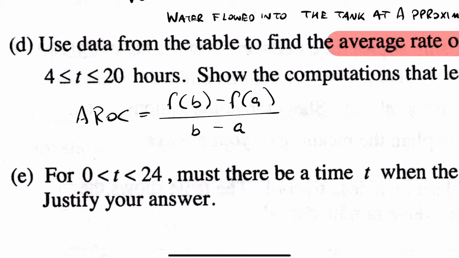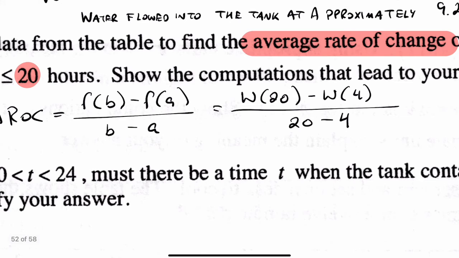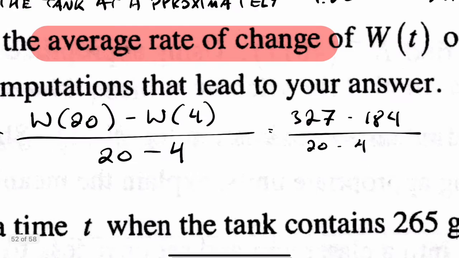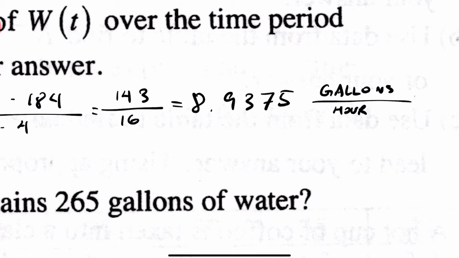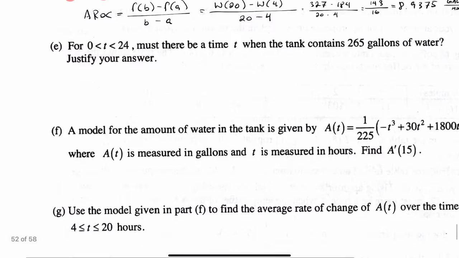In this case, our A would be 4 and our B is 20. So we're looking for W of 20 minus W of 4 divided by 20 minus 4. Use the table to find the values of W of 20 and W of 4. That gives us 327 minus 184 divided by 20 minus 4, which equals 8.9375 gallons per hour.